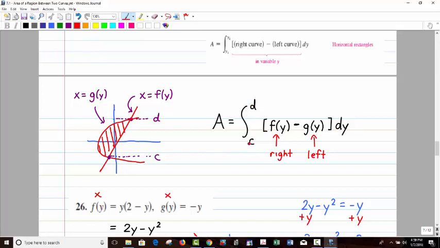Now notice the limits of integration. This time, I've always been A to B on the x-axis. Now they're on the y-axis, lower to upper, C to D.